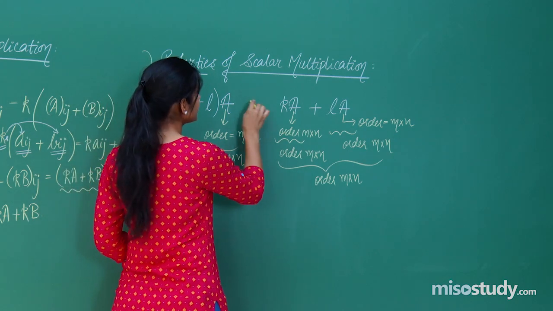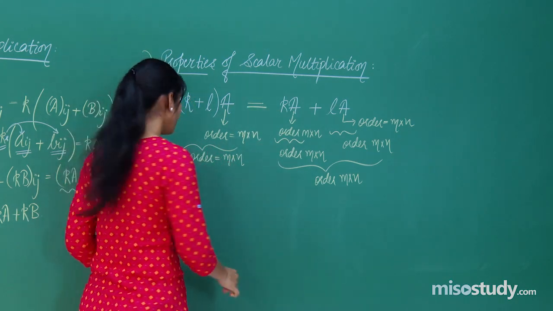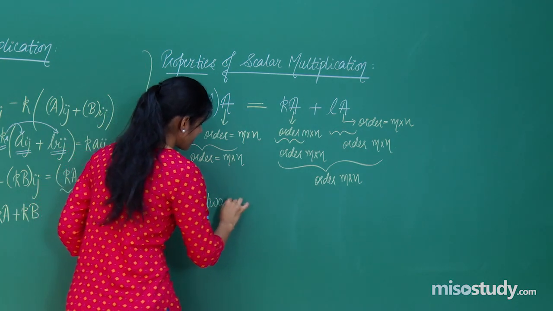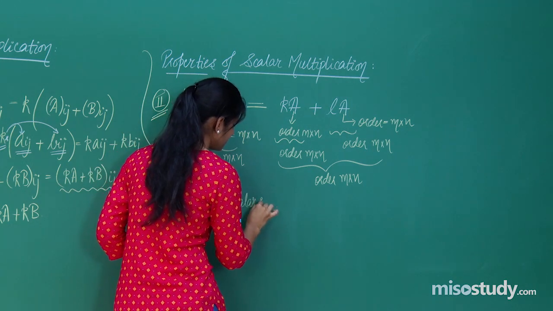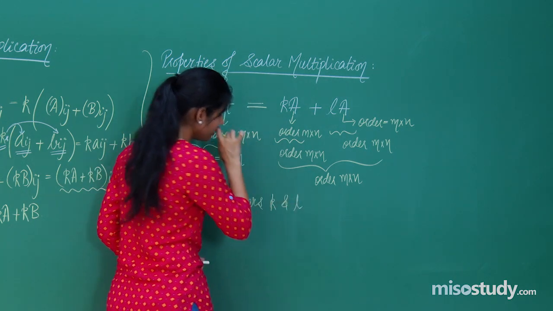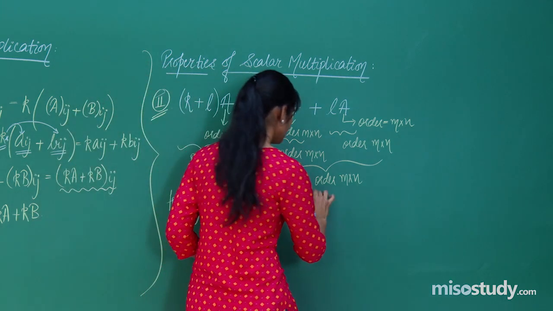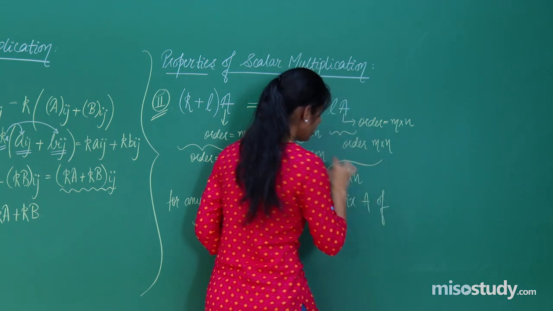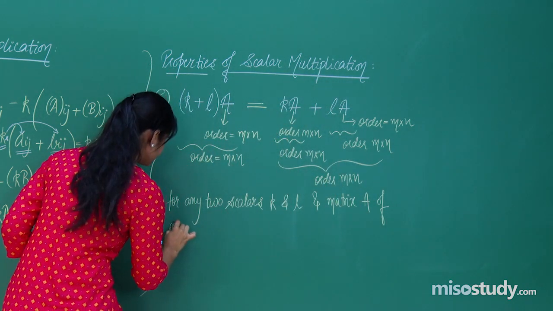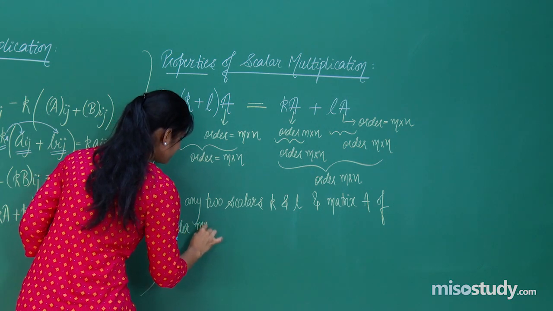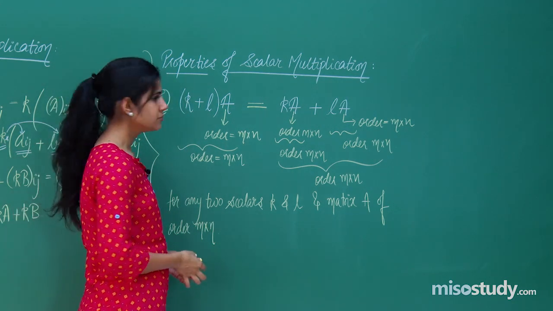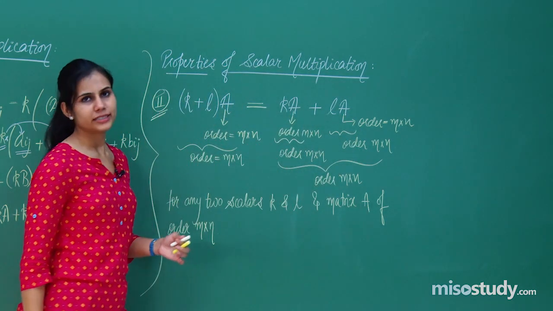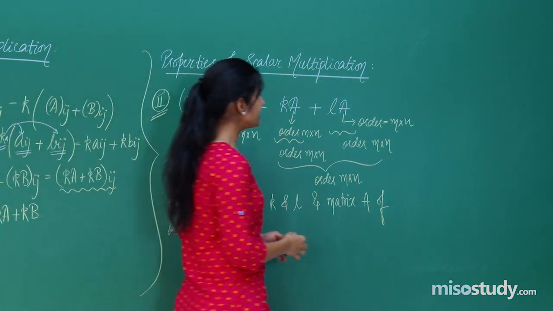In fact, not just their orders are the same, they are completely the same for any two scalars K and L, and matrix A of order M cross N. In this regard, how do you try to show that this is true? See, first of all, let's take an example.